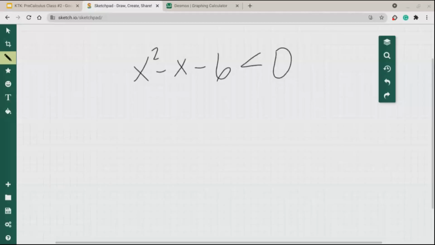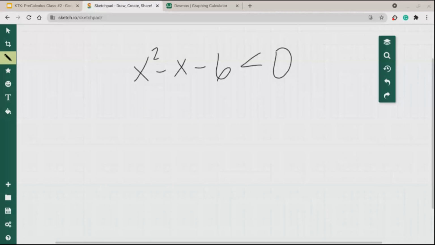Grid. All right. And let me write down the problem. X squared minus x minus 6 is less than 0. All right, let me go ahead and share my screen again. Okay, so this is our problem, and we're going to try and solve it.